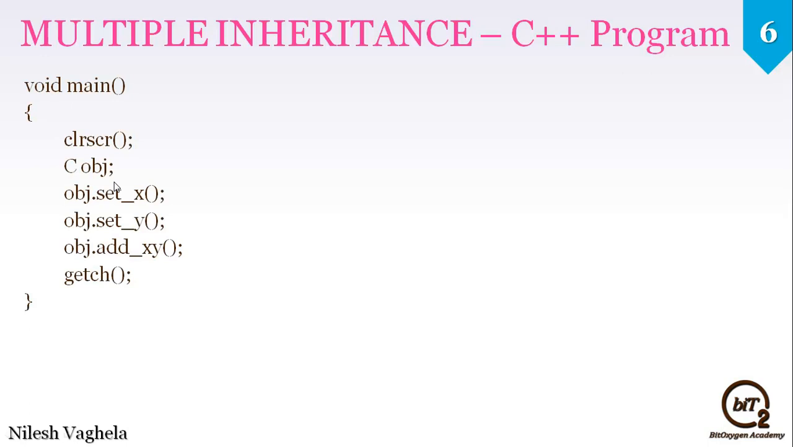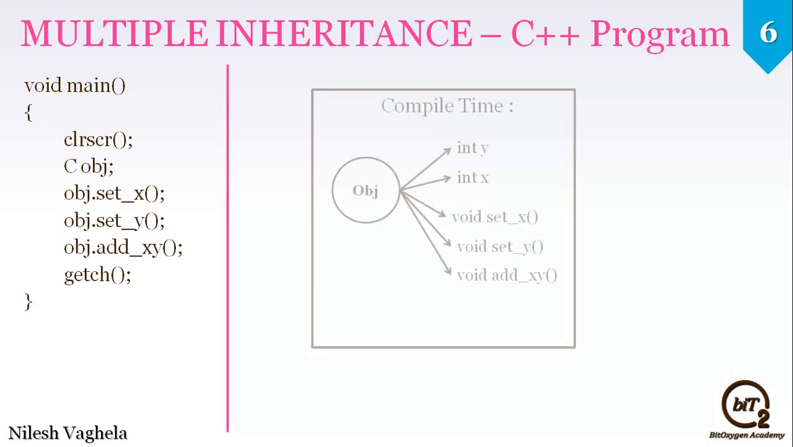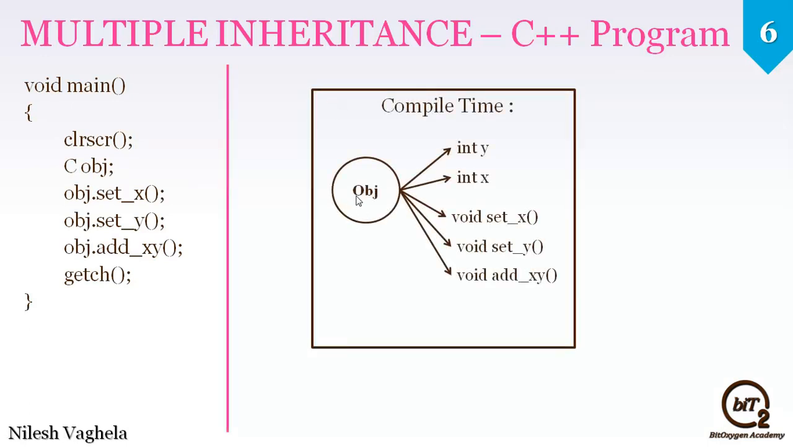Now when we compile this, in memory the obj will be created, and it will not have its own data member, but integer x and y of class A and B respectively will be inherited. Similarly, its own add_xy as well as set_x and set_y will be there.